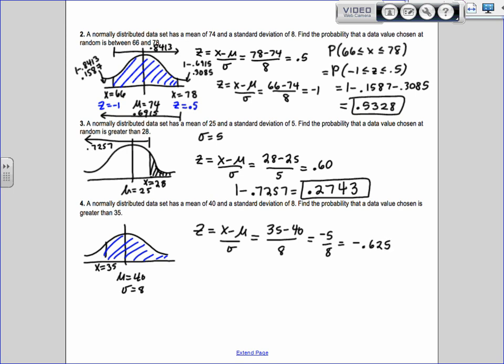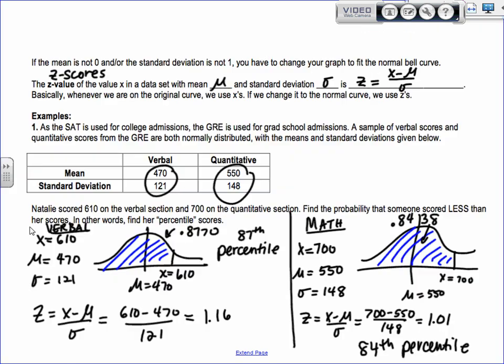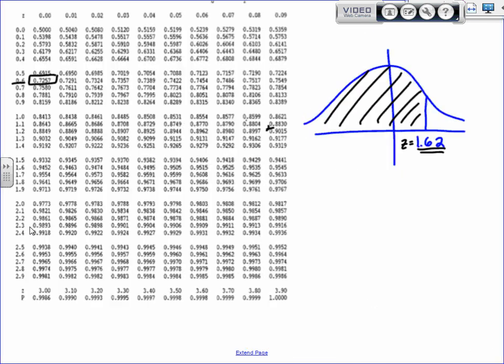Okay, but I can't look up 0.625 on my table. What do I need to look up? Yeah, I need 2 decimals, so negative 0.63 is what I'm going to look up. Okay, so I'm going to go to my chart and I'm going to look up 0.63 because I can't look up a negative. So when I go down to 0.6, I'm going to go over to 0.03. So I get that number right there, which is 0.7357.